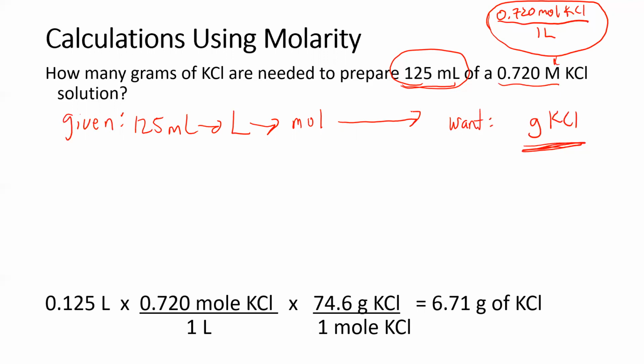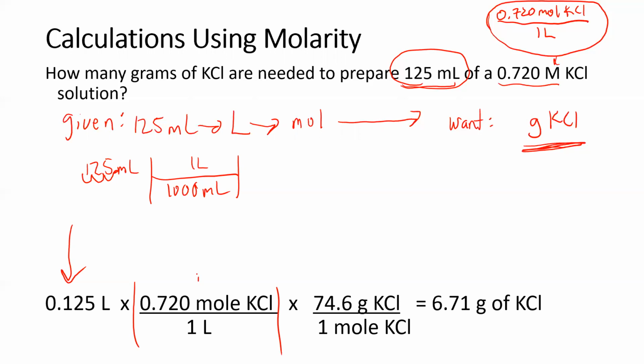So what's my calculation? Basically, the 125 mLs can be converted to liters because there's 1,000 mLs in 1 liter. So dividing by 1,000, I just take this decimal and move it over 1, 2, 3. That's how I got that. Then I multiply my liters by the molarity. This is the big M. Again, big M, molarity, is this ratio: 0.720 moles of potassium chloride per liter. My liters cancel, I'm left with moles.